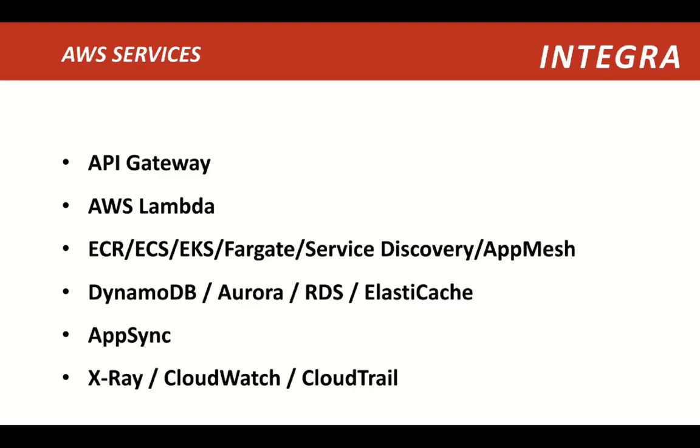Then we have DynamoDB, Aurora, RDS, and ElastiCache, the data stores for your microservices. AppSync is a GraphQL-based API service, which is fully managed by AWS. And finally, X-Ray, CloudWatch, and CloudTrail to monitor, track, and trace your applications and your account.